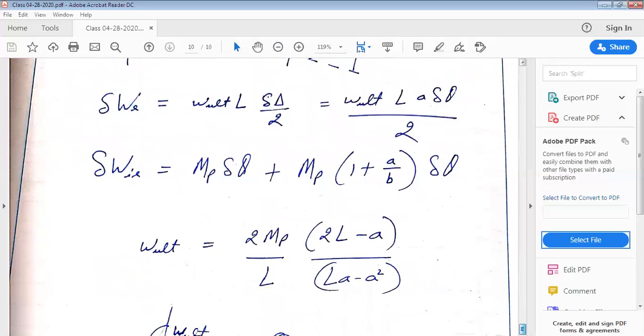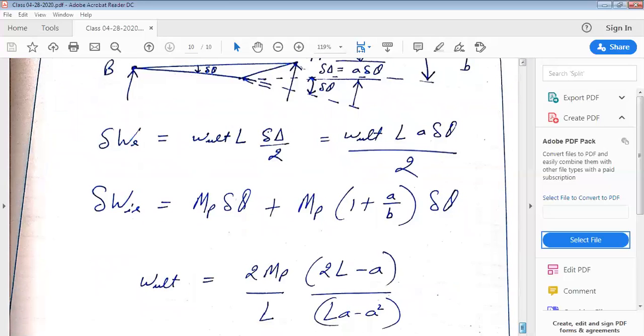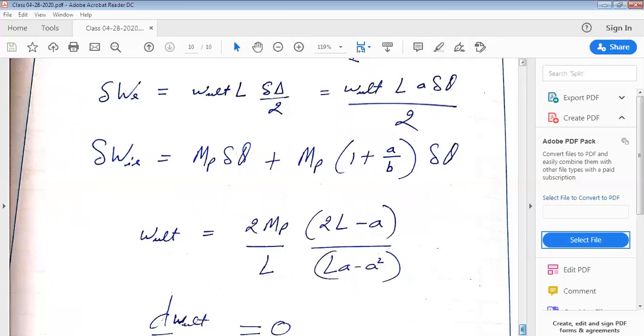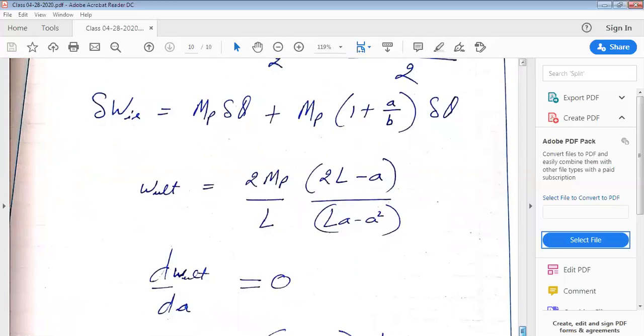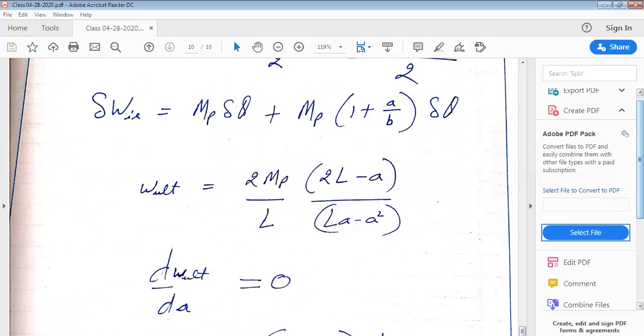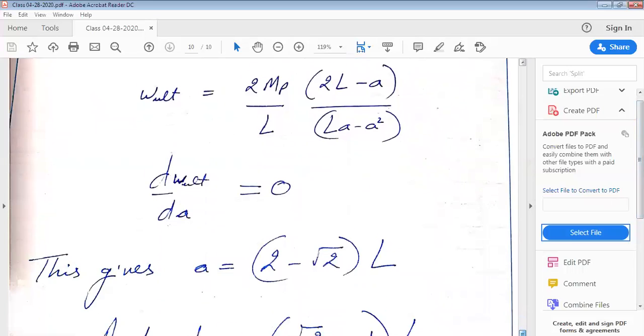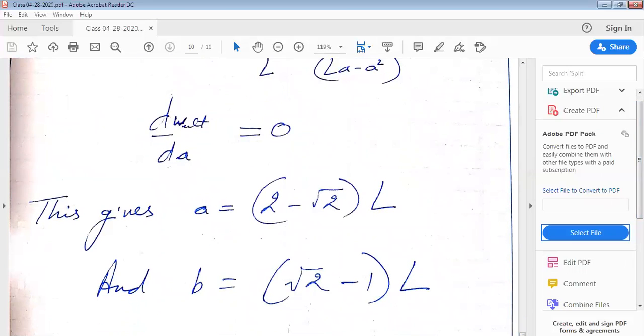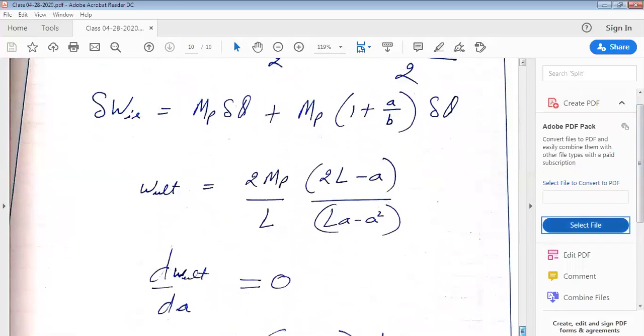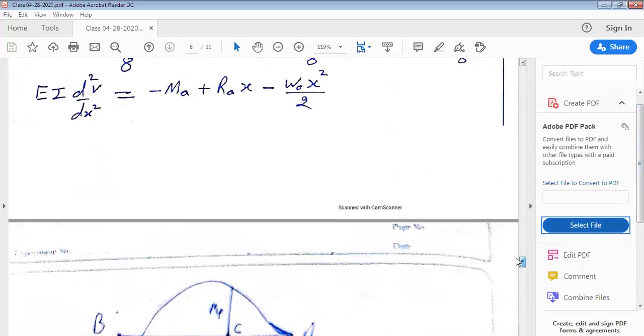So if we equate external virtual work equal to internal virtual work, we get WULT equal to 2 MP (2L minus A) divided by L into (LA minus A square). Now here we want to find out how much would be the plastic limit load. So here we need to differentiate this with respect to A. So we are differentiating this expression with respect to A, and we get dWULT by dA equal to 0. And that gives us A equal to (2 minus under root 2) into L, and B equal to (under root 2 minus 1) into L. So you can see that this is the same result which we had found earlier by the method of equilibrium.